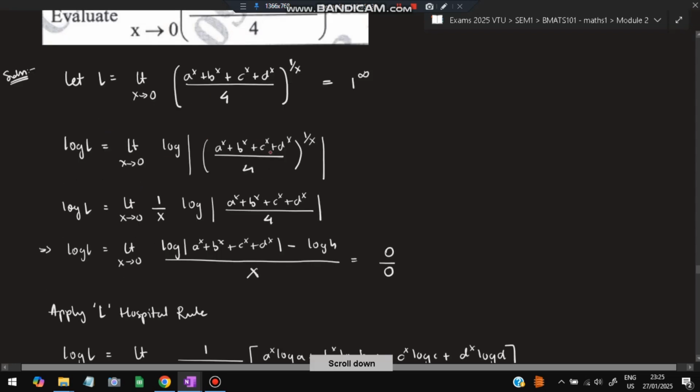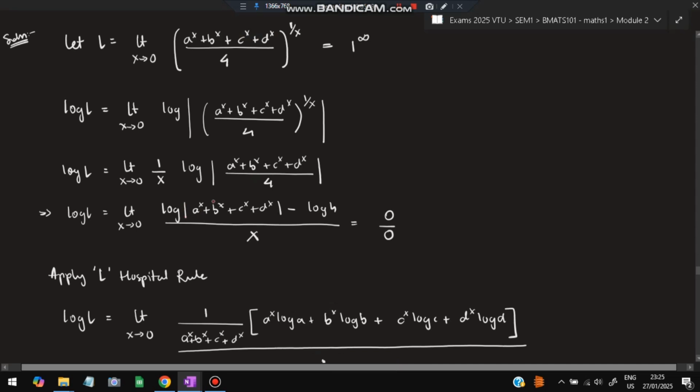Now the log of this whole thing, 1 by x, will come here, and the log of this thing you will keep as such, and log a by b. What is log a by b? Log a by b is nothing but log a minus log b, right? So we'll do the same thing, log a minus log b, and this value is 0.